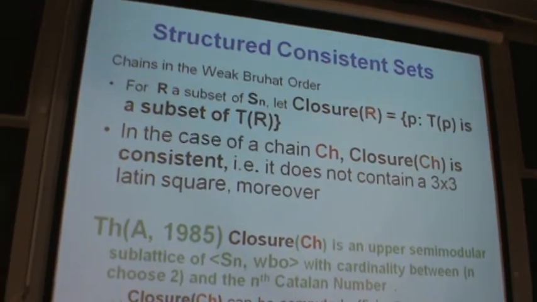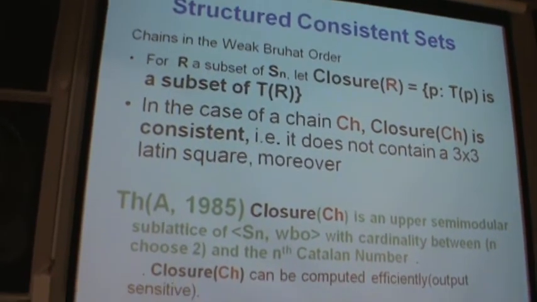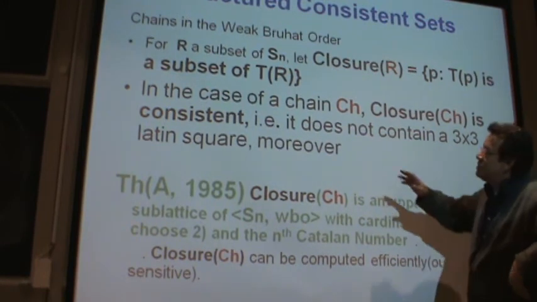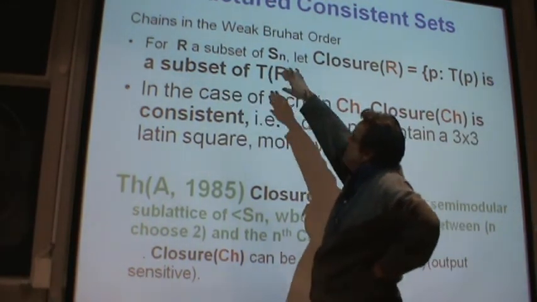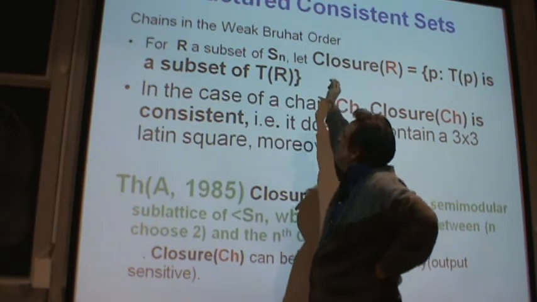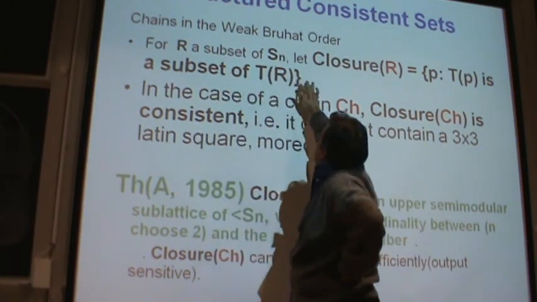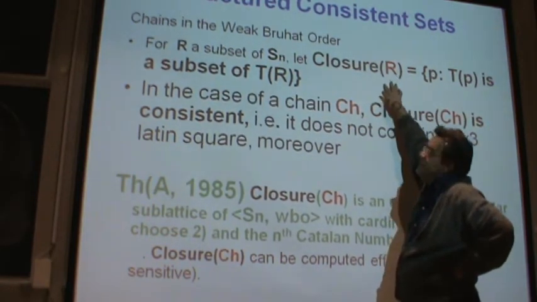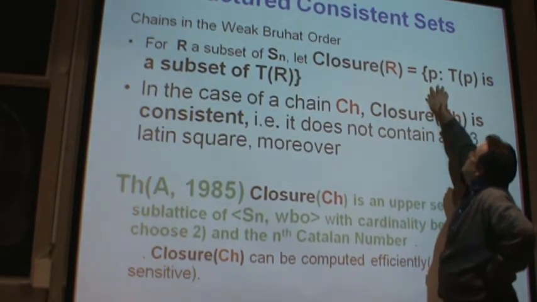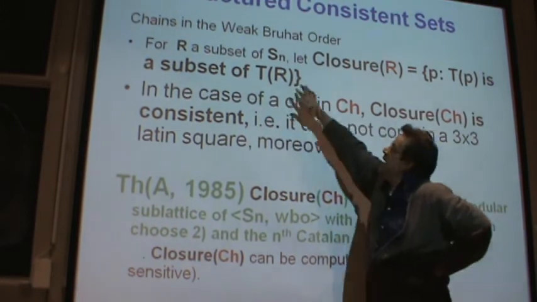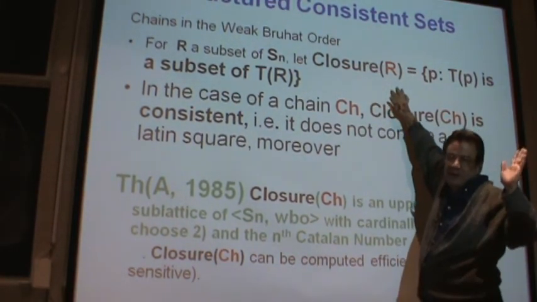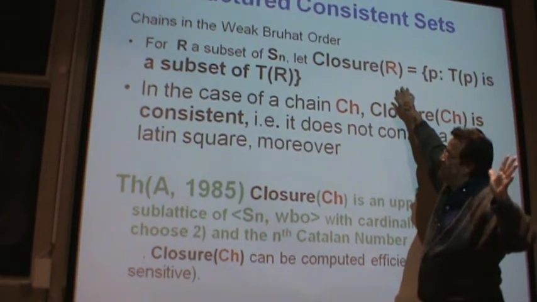And let's summarize what we have said in this first part: these consistent sets have some nice structure. Those nice superstructures are changing the Weak Bruhat order. You take any subset of the symmetric group, and you can define a closure operator on that set by looking at all permutations whose triples are contained in the triples of the set. And this may have some other applications in other branches.